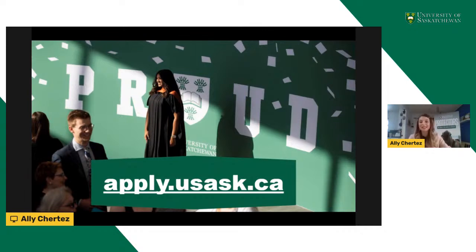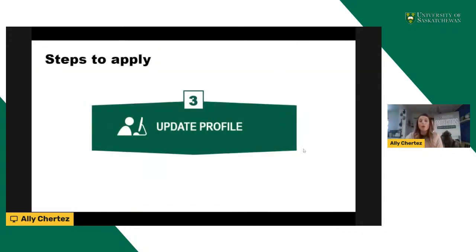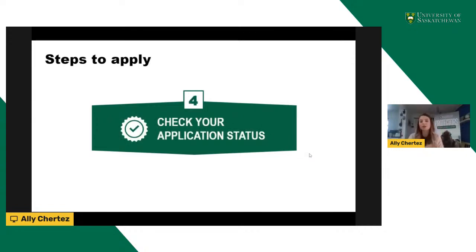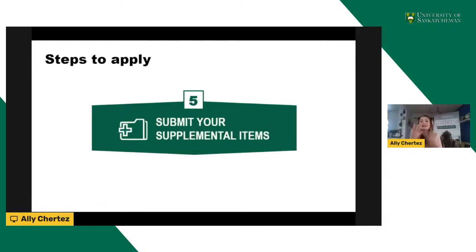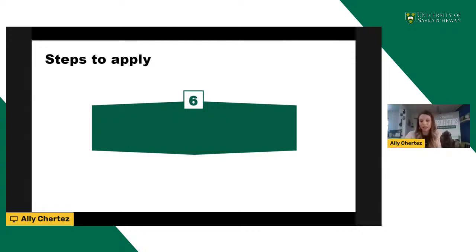If you're interested in graduate studies, my colleague has provided some information in the chat, and you can also visit us at the admissions and scholarship booth, and we'll point you in the right direction. Once you have created an account and started an application, you can update your profile at any time at that apply profile, apply.usask.ca, and that's where you can also track the status of your application. Where exactly are we at in processing your application? All of that can be done through the account. And that's also where you can submit some of the supplemental items that may be required for your application. It's certainly where you can track what supplemental items we require for your application.